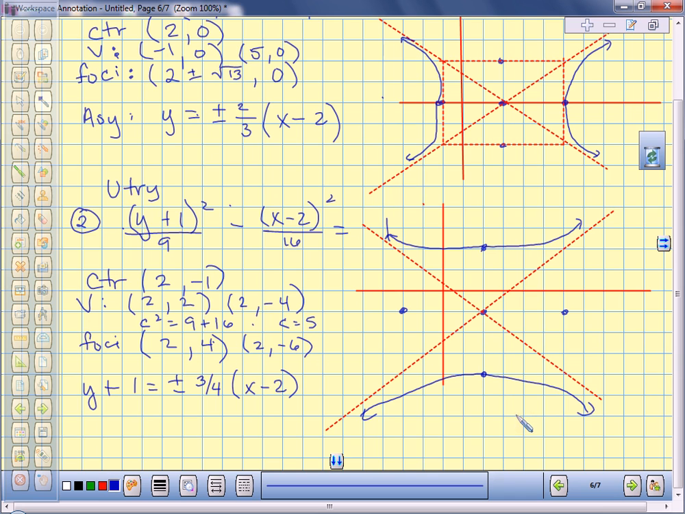Lovely. Great. Okay, so this one's opening up and down. Do you see how I did the asymptotes without actually drawing in the box? If you can do it without actually drawing in the box, that's fine. If it helps you to draw the box, do that. Okay, any questions? Are we good with the foci? Why is it opening up and down? Because the y is the positive one. Okay.